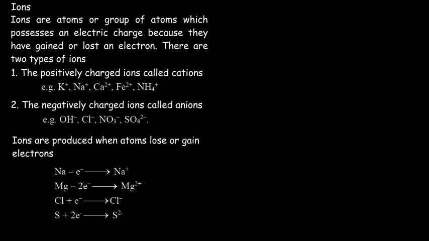Ions are produced when atoms lose or gain electrons. For example, sodium loses an electron to become Na+, magnesium loses 2 electrons to become Mg2+, chlorine gains an electron to become Cl-, and sulfur gains 2 electrons to become S2-. Now we have some examples we'll be going through.